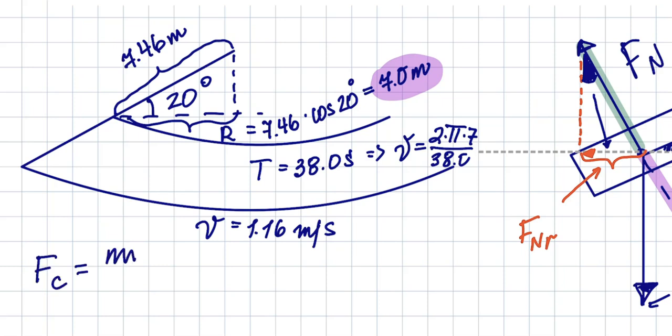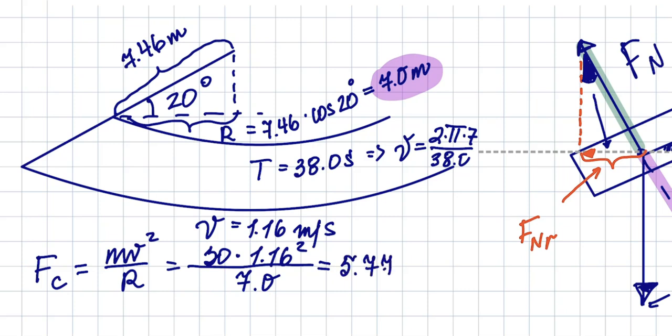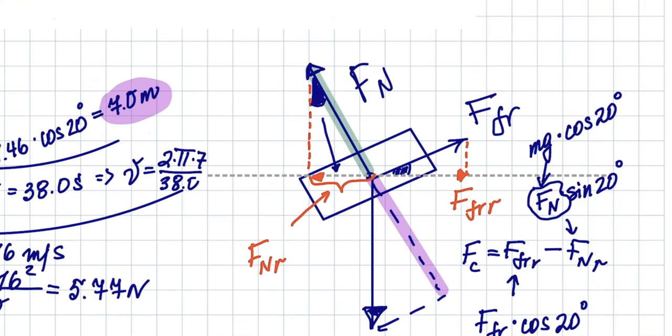So the formula for centripetal force is mv squared over r, where m is 30 kilograms, v squared is 1.16 squared, and then r is 7. So that amounts to about 5.77 newtons. Then centripetal force, remember centripetal force from right here is the difference between the two radial components, the radial of friction and the radial of normal.